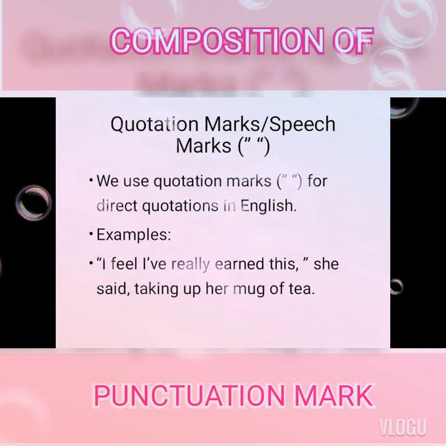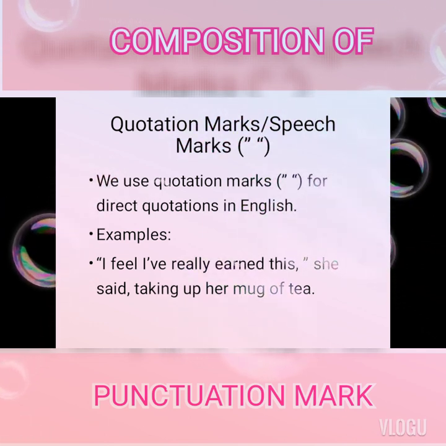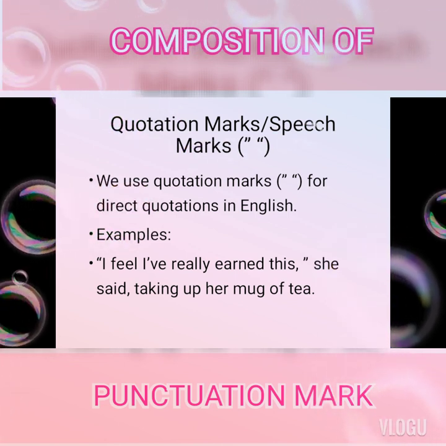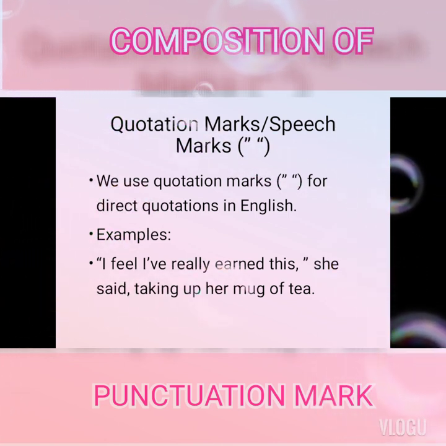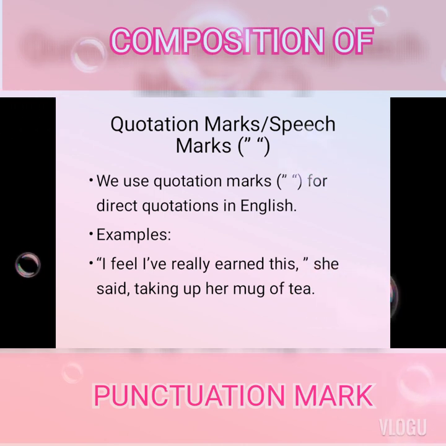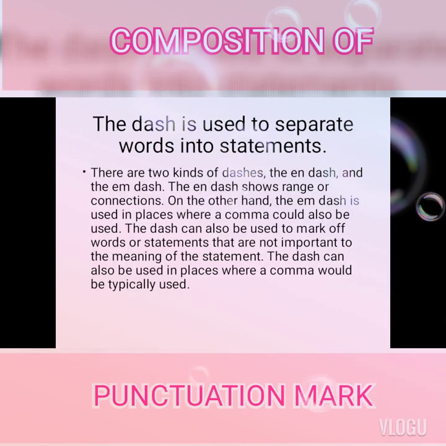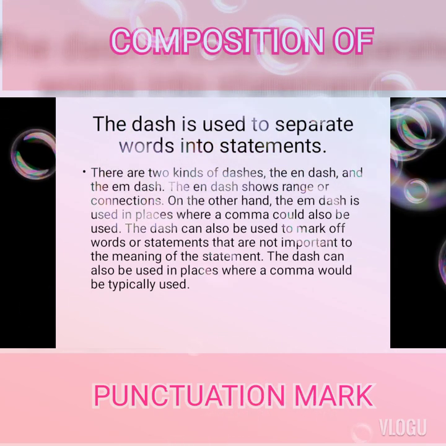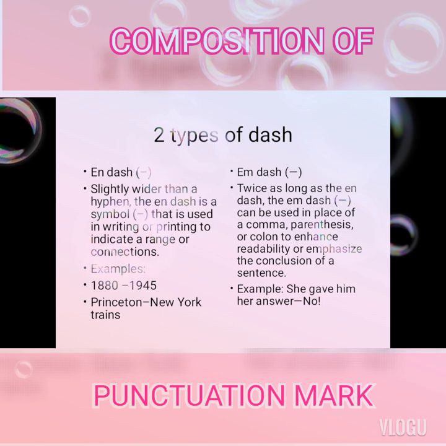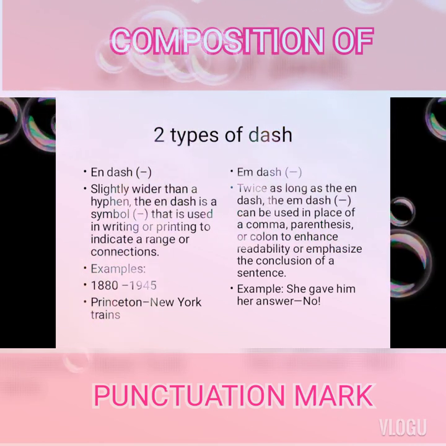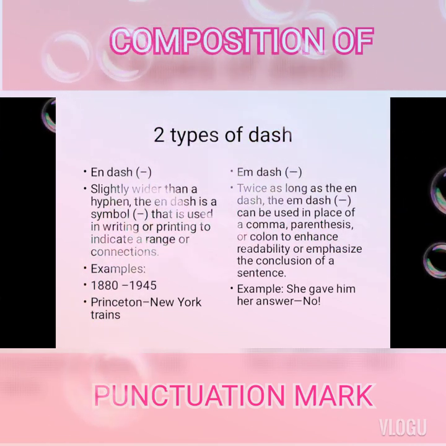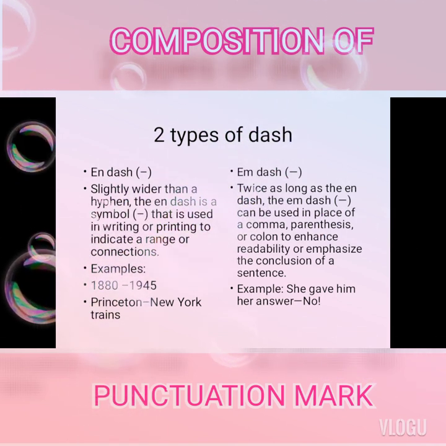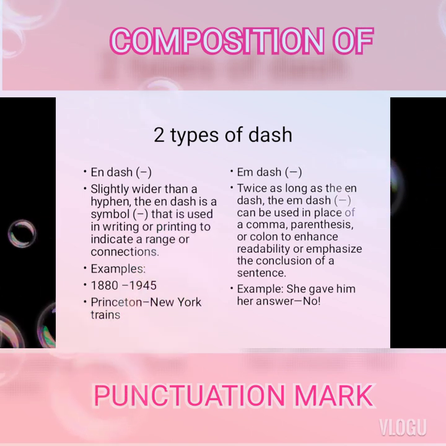Quotation marks, also known as speech marks. We use quotation marks for direct quotation in English. Example, "I feel I've really earned this," she said, taking up her mug of tea. The dash is used to separate words into statements. There are two kinds of dashes, the en dash and the em dash. Example of en dash is 1880–1945. Then em dash example, she gave him her answer—no.